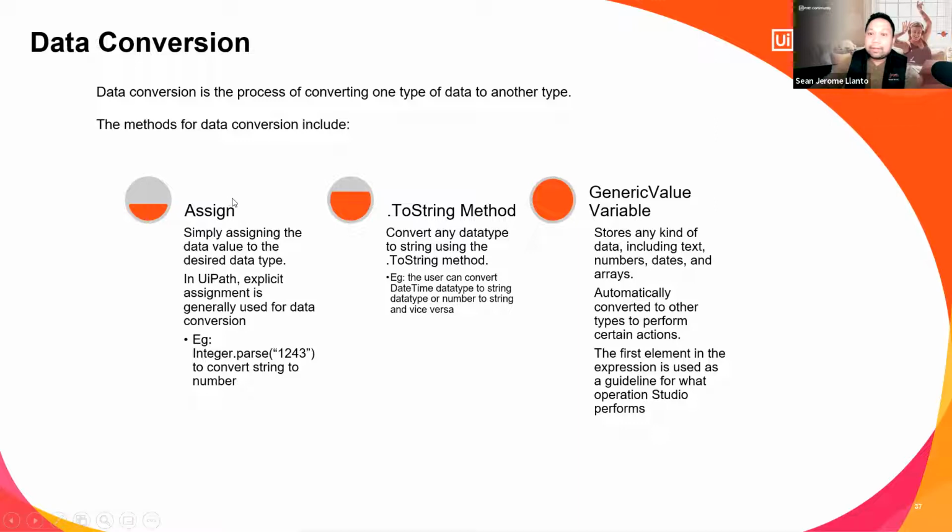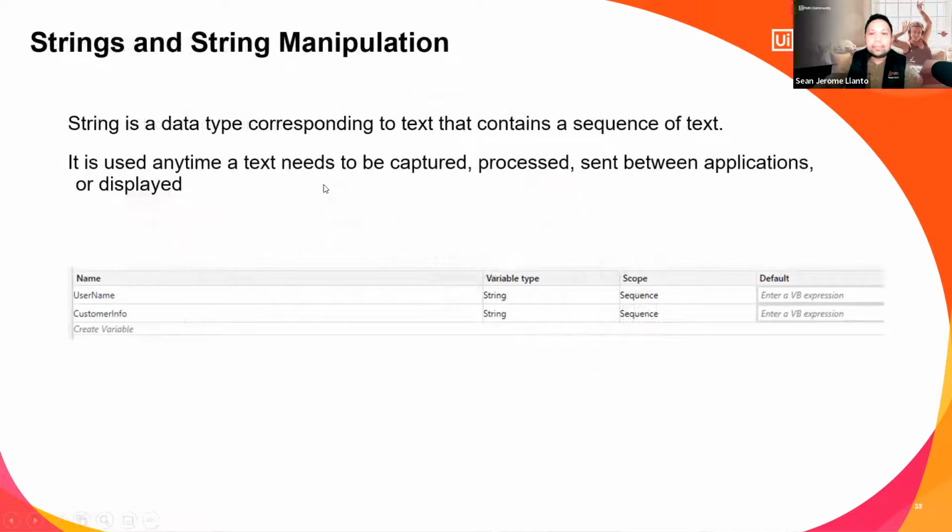And you also have a generic value variable, which allows you to store a generic value, from the term itself. It may be a text, it may be a number, it can be a date, and so on. So you also have a generic variable available in UiPath. A string is typically the one being used when we are dealing with data in UiPath, because it's one of the easiest to manipulate and to modify.